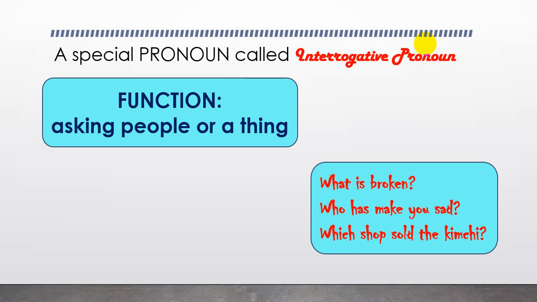Who has made you sad? James. James, yeah, would be replaced by interrogative pronoun who. Yeah. Once again, who has made you sad? James. Another examples. Which shop sold the kimchi? The store over there. The store over there is actually a thing. Yeah. So it can be replaced by interrogative pronoun which shop.